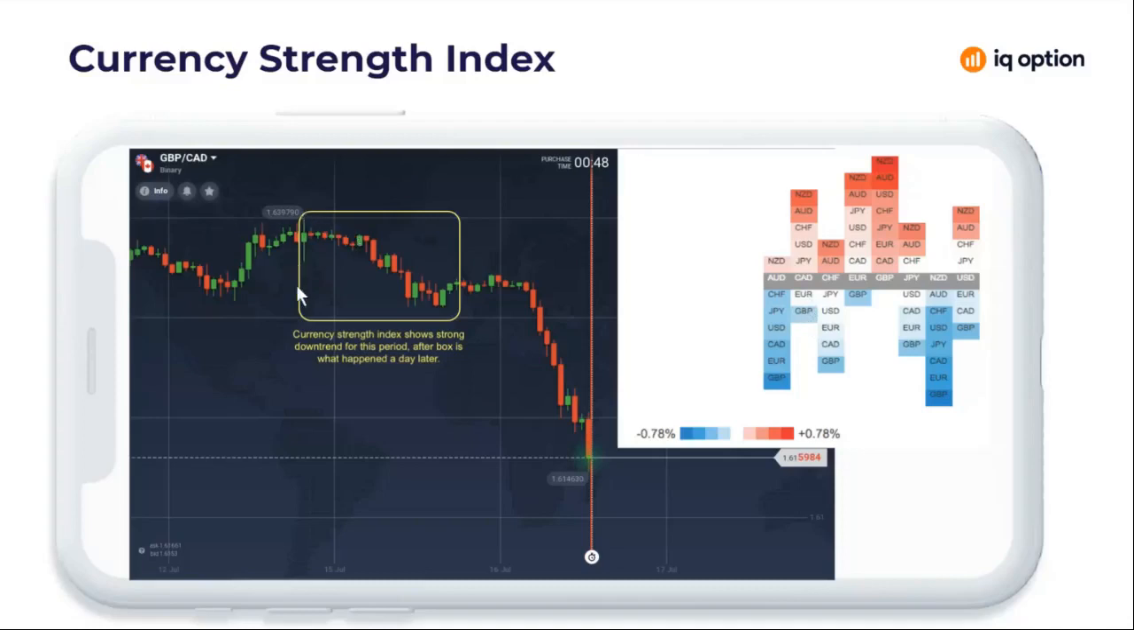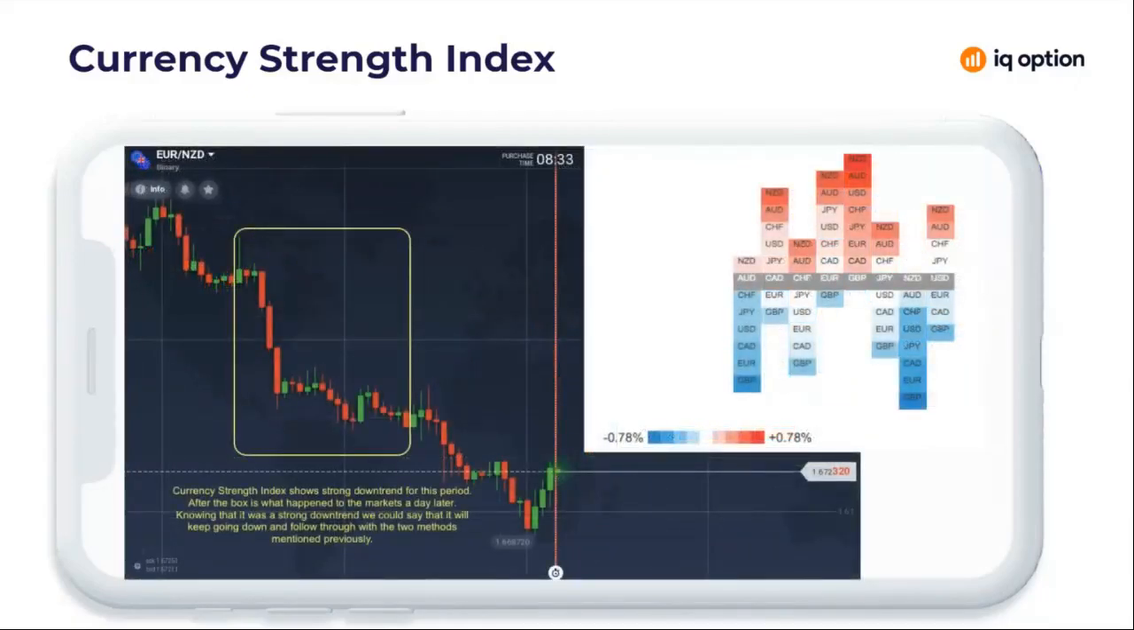Now, the circle that I've done here shows the period that I've chosen for my currency strength index. I think it was a 1-day period, and this was the day. So these candlesticks represent 1 day. So the currency strength index shows strong downtrend for this period. And after the box is what happened a day later. There we go. It did let us know that it's a downtrend. And the day after, it showed a very, very strong downtrend.